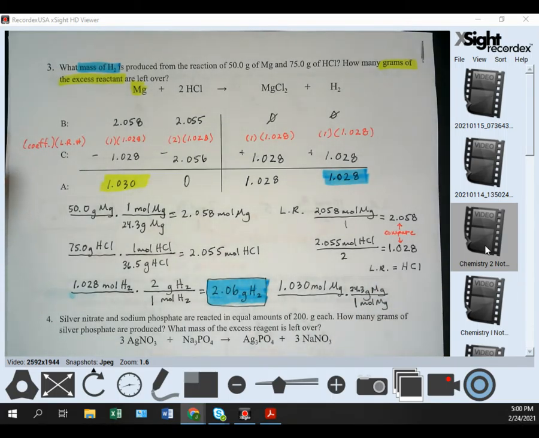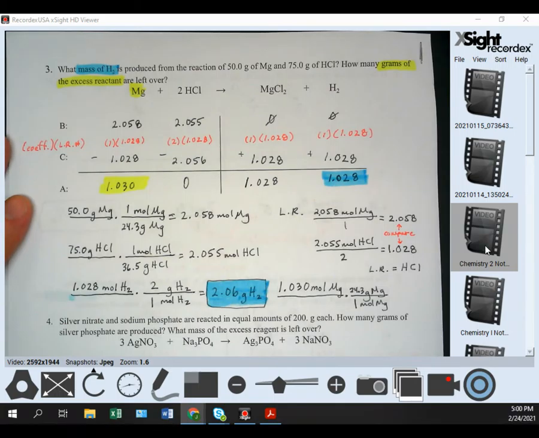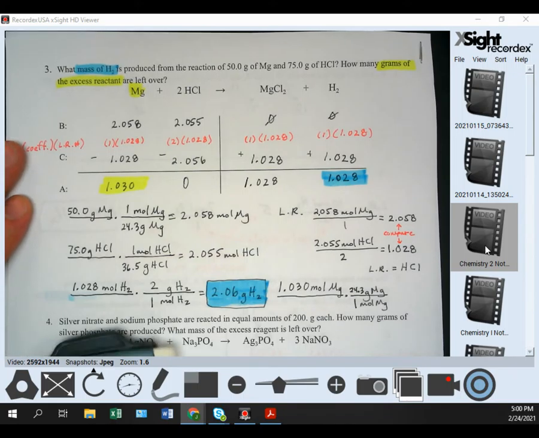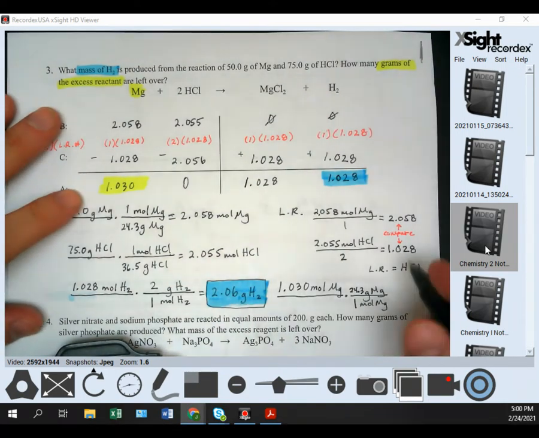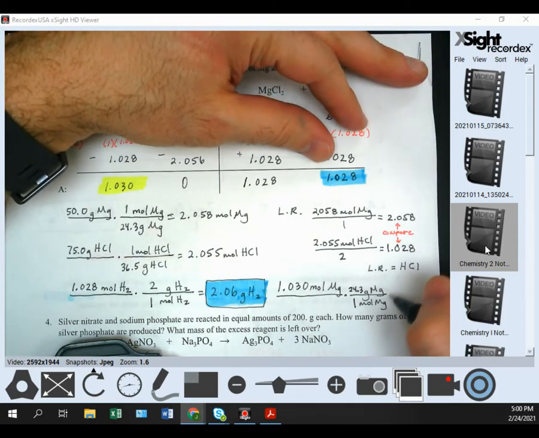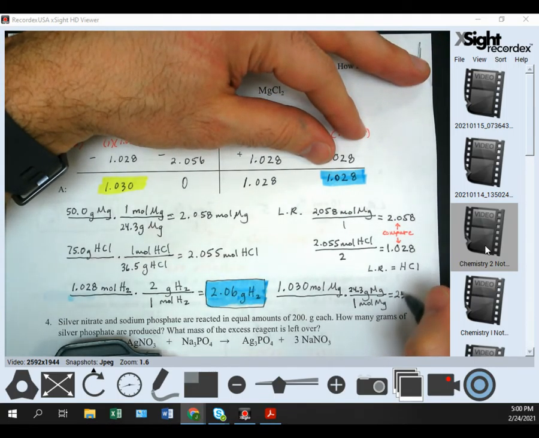Okay, so we do the math. And 3 significant figures gives us an answer of 25.0 grams magnesium.